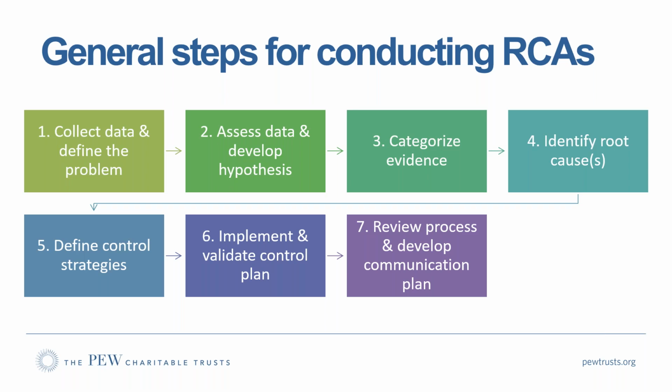So these are some general steps for conducting the analysis, but the point here is whatever steps you use, whether it's these or others, the process really needs to be systematic and data-driven. So the first step is to collect the available data and define the problem. Then you assess the data and develop a hypothesis. And then the third step here, categorizing evidence, really helps ensure that you haven't missed any important potential data sources, and it helps you identify data gaps. And then you identify the root cause or causes.